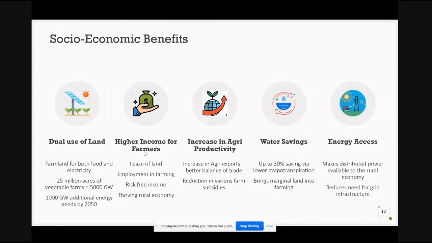So the farmers here, instead of having all that risk of agriculture, they can lease the land to the developer, make money from that, and gain employment in the same farm. So again, money without any risk, and that helps in a thriving rural economy. And the most important part is the increase in the yields, leading to increase in agricultural productivity, which manifests itself in many, many benefits. And the water savings because of lower evaporation. What we believe is up to 30-35% of water savings, and that again helps in increasing the productivity by bringing marginal lands back into agriculture.